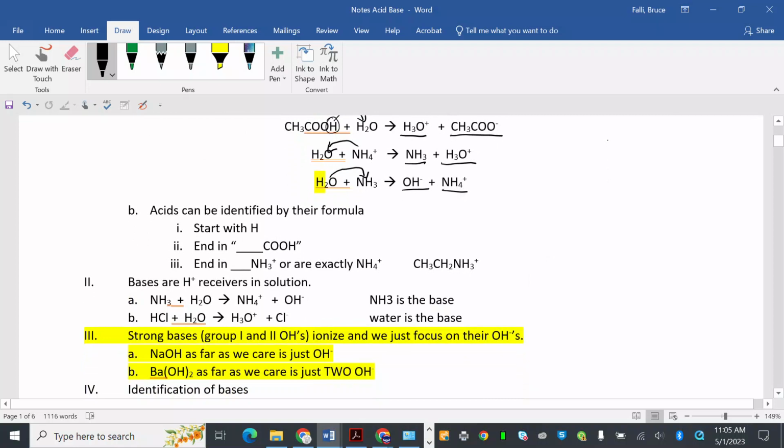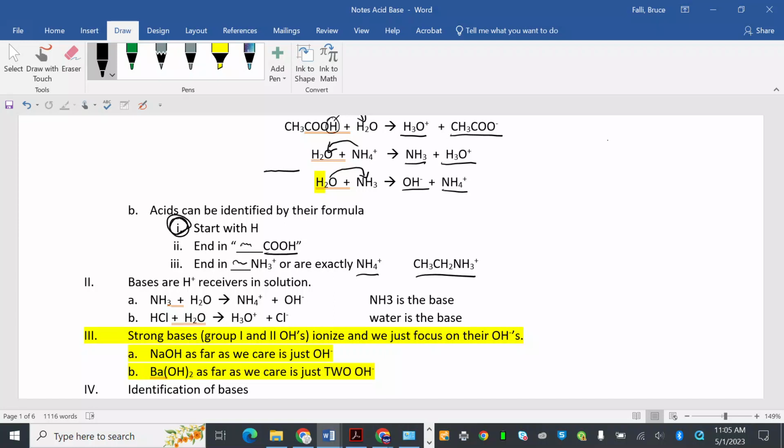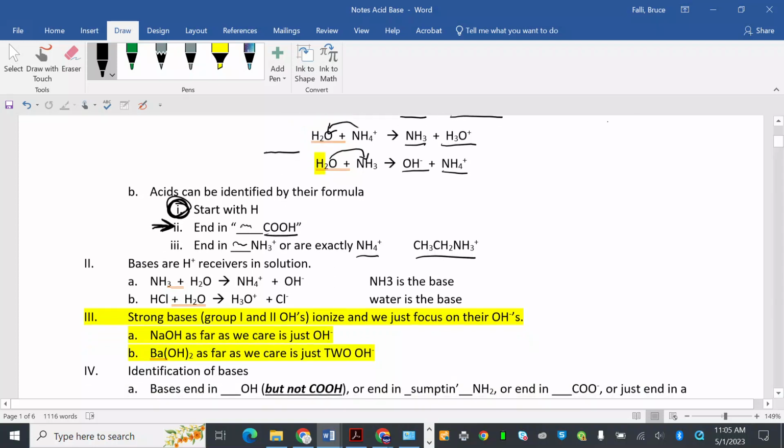It can end in COOH, or it will end in something NH3 positive or exactly NH4. So this is an example of that. It ends in NH3 positive. So that's how you identify them. Biggest, most important one: hello, I'm an acid. Next one, if it ends in COOH, that's an acid. The other ones, honestly, it's a nice to know thing, but not all that common.